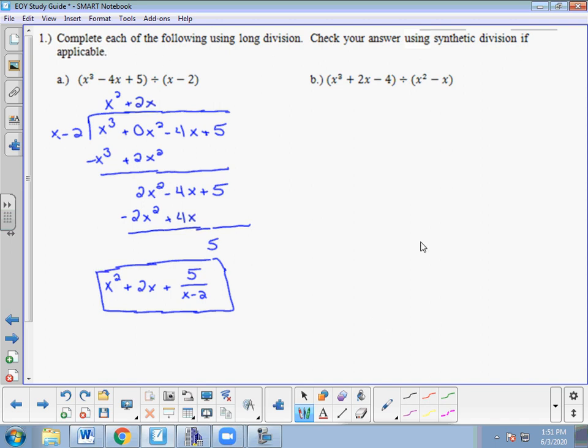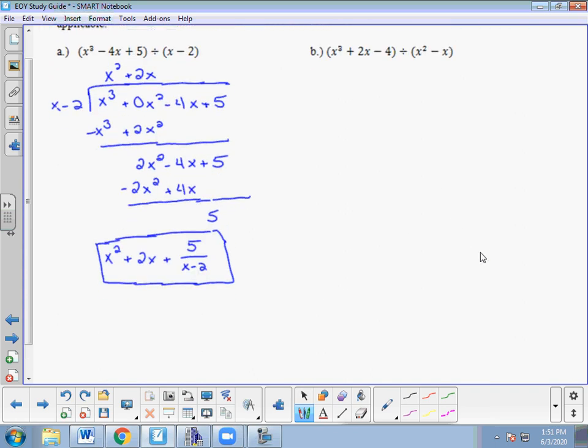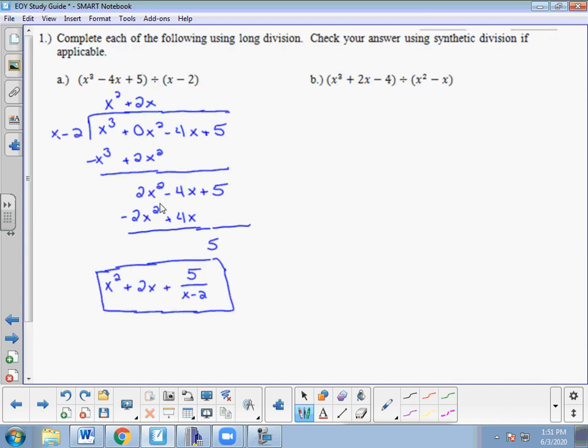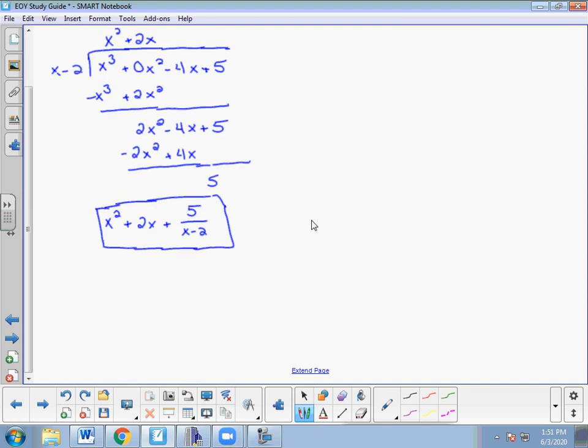We can also complete this problem using synthetic division. Remember, with synthetic division, instead of working with the entire polynomial, we work with only the coefficients of the dividend. So if I go back to this polynomial, the coefficients of the dividend are 1, 0, because remember there's a 0x squared, -4, and then 5. So I take 1, 0, -4, and 5. How I write this in synthetic division is I take that division symbol and flip it upside down.